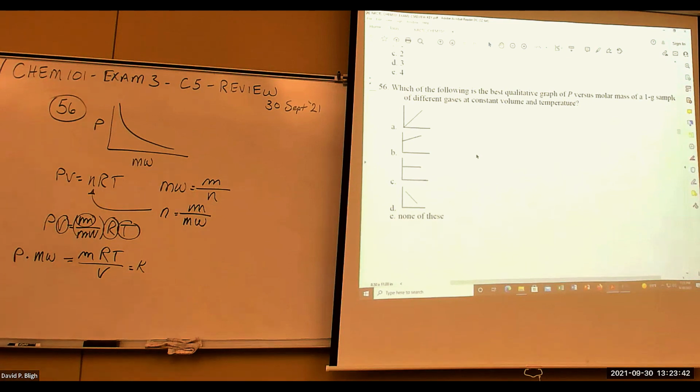Because it says pressure versus molar mass. Now, if it said pressure versus the inverse of molar mass, now you're talking straight line. And then this one right here would be it. Right, like we did with Boyle's law, pressure versus inverse of volume gives you a straight line. Pressure versus inverse of molecular weight would also give you a straight line. Yeah, that's true.